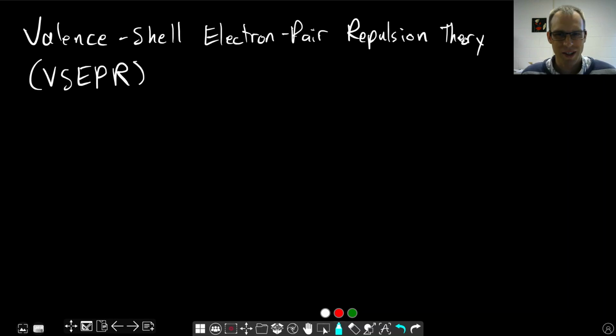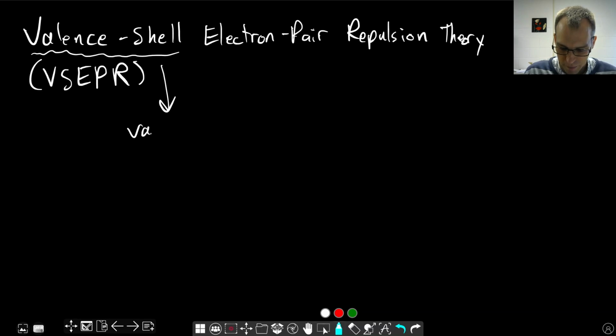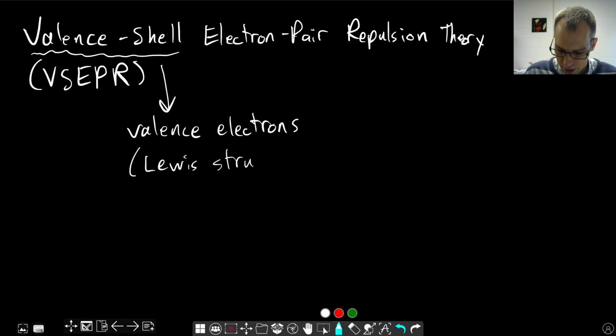So let's break down what this name means and how it's going to affect how we understand the shapes of molecules. Okay, so valence shell, let's start there. Valence shell just means we're talking about the valence electrons in a molecule. This will match up with what we think about with Lewis structures too. Lewis structures also just consider the valence shell electrons in a molecule, right? We don't think about the core electrons, we ignore those, we only look at the valence electrons. The same is going to be true here for this theory as we're thinking about the shapes of molecules.